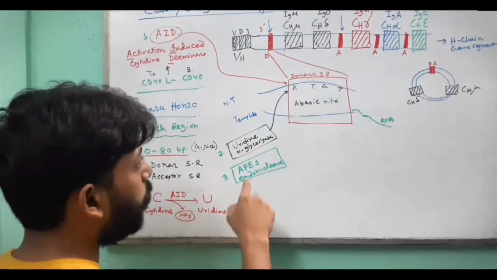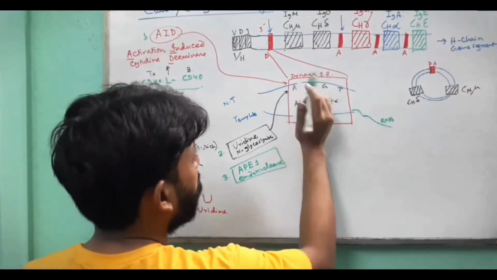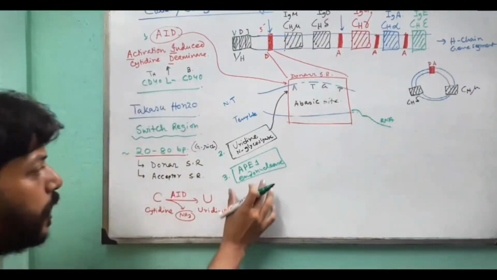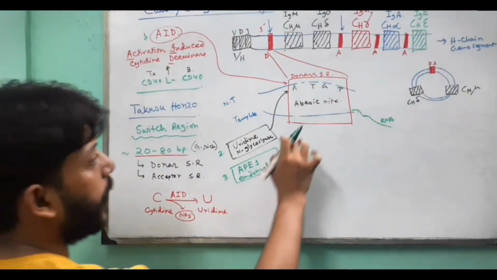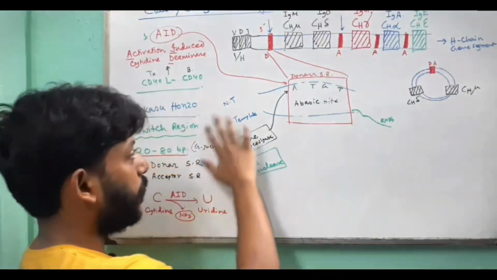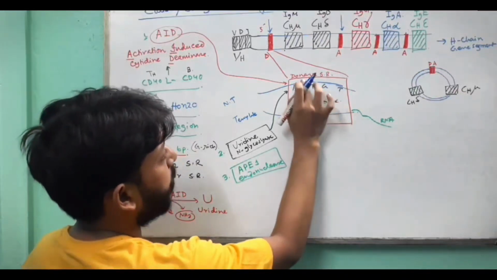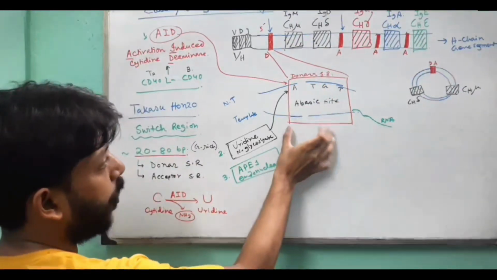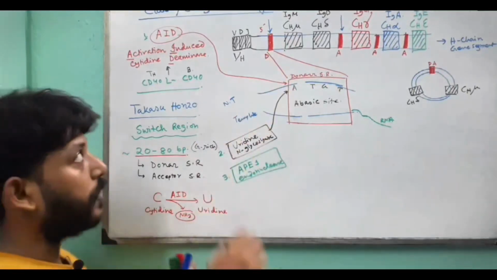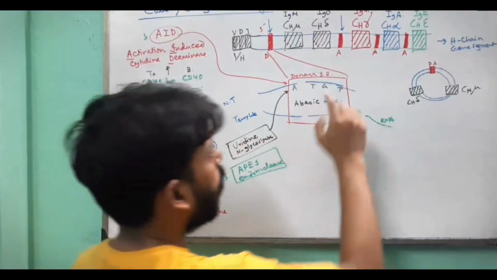This APE1 endonuclease can sense where the abasic site is, and it will cut in that region where there is no base, and eventually this APE endonuclease also cuts the template strand. So ultimately, after this mechanism, a double strand break will occur, and this is occurring in the donor switch region. The same mechanism, the action of AID, uracil glycosylase, and APE1 endonuclease, also occurs in this region.